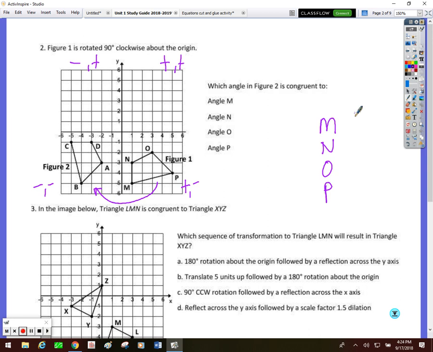M is at 1, negative 5. N is at 1, negative 3. O is at 3, negative 2, and P is at 5, negative 4, right? All right, so remember, if we're doing a rotation, 90-degree anything, the word that should jump into your mind is switch the order of the pairs and then fix according to the quadrants, right?